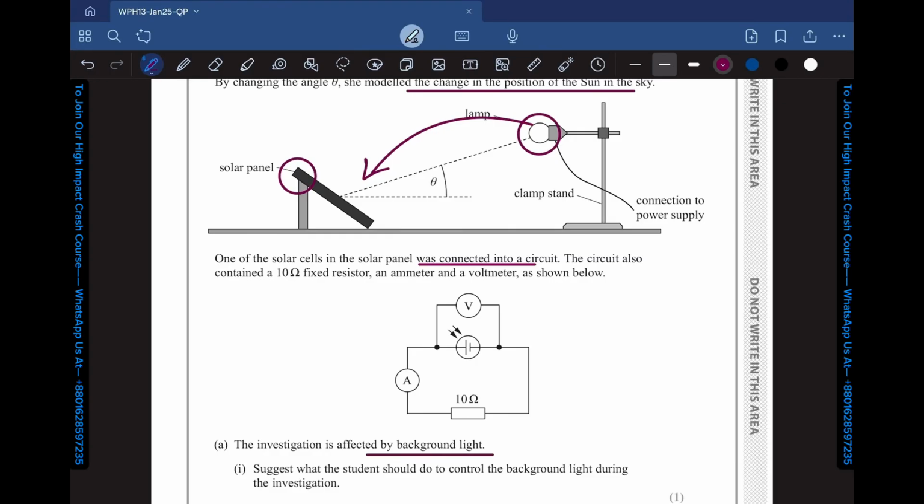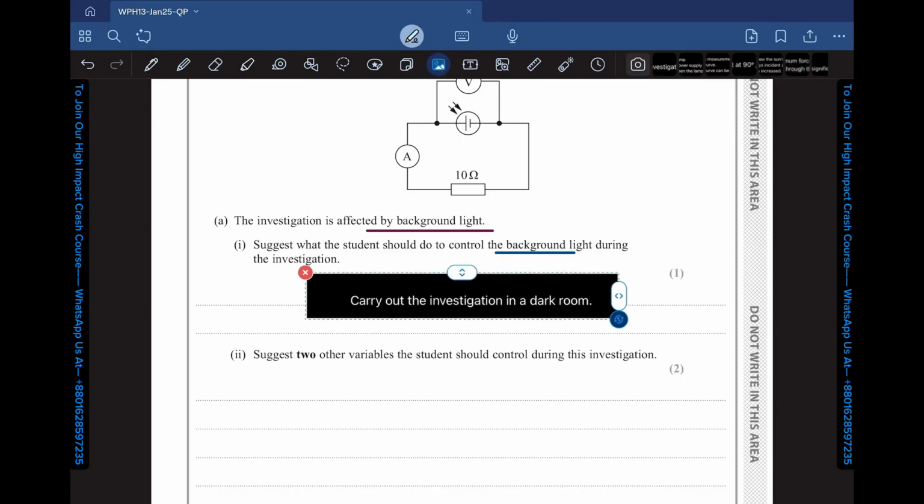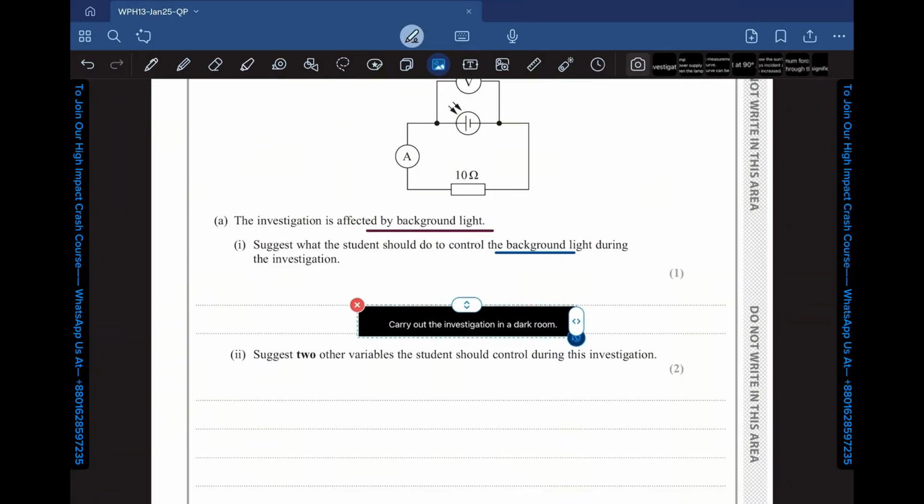So if there is any background light, then we will not be able to understand the efficiency of the solar panel, because this is the energy input that we want. We don't want the energy input from any other source, right? So suggest what the student should do to control the background light during the investigation. He can simply carry out the investigation in a dark room, which will not allow his energy input to be altered. There will be no other energy input other than the sunlight.